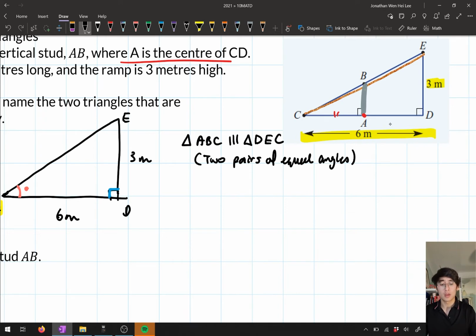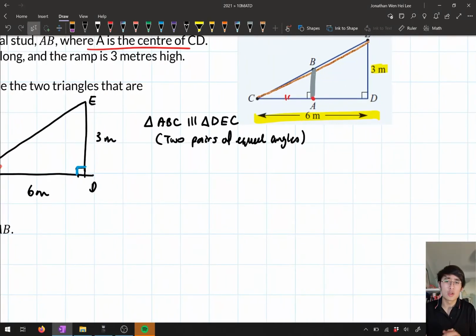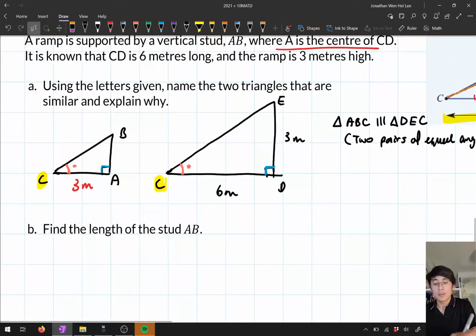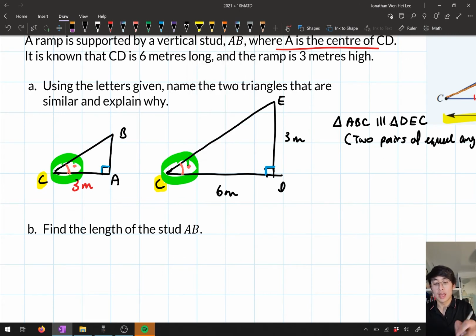Okay, that's the first part. We showed that the two triangles are similar, and we need to notice that because the two triangles overlap, we end up getting this common angle at C right there. Okay, let's have a look at the next part. Find the length of the stud AB. So what we want to do now is find this length over here, AB. What you notice is hopefully that these two triangles, because they're corresponding, means that we can use similar triangles and a scale factor to help me figure out how long AB is.